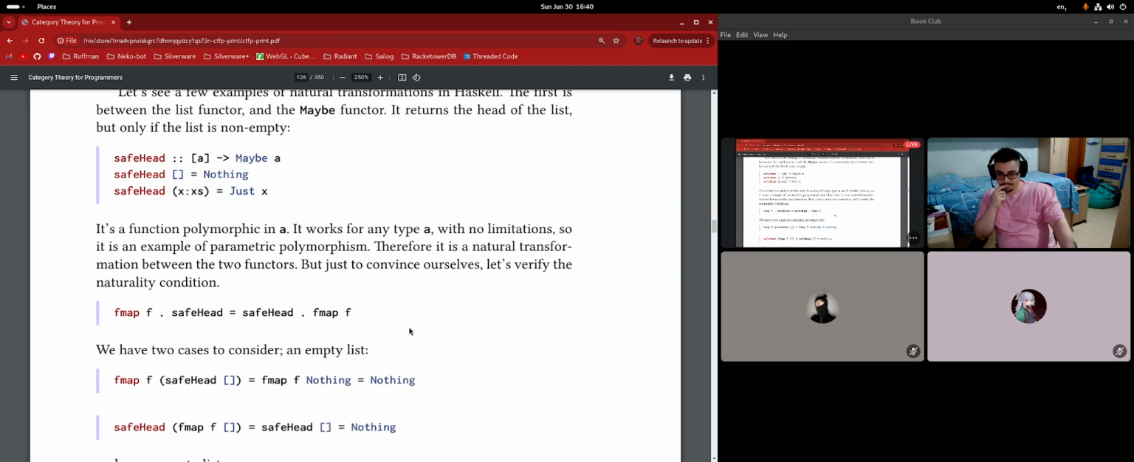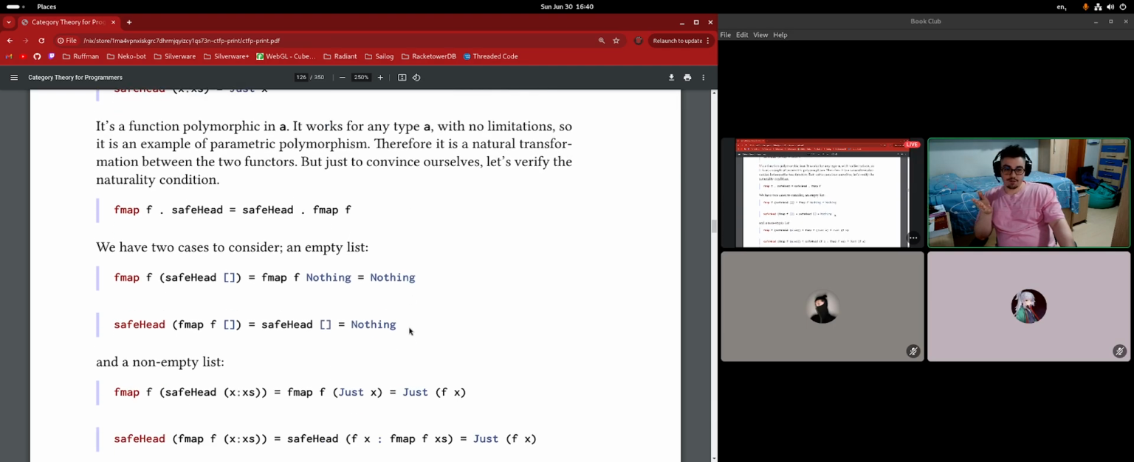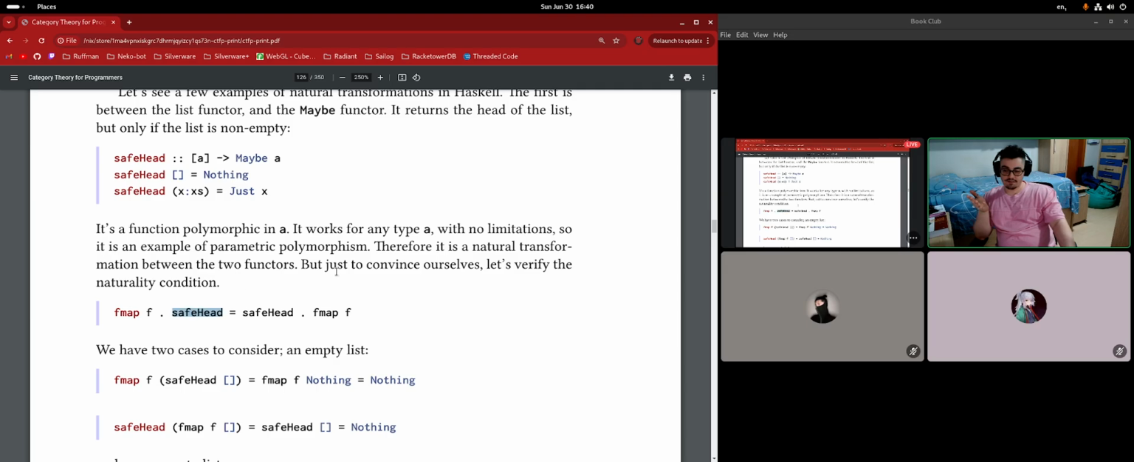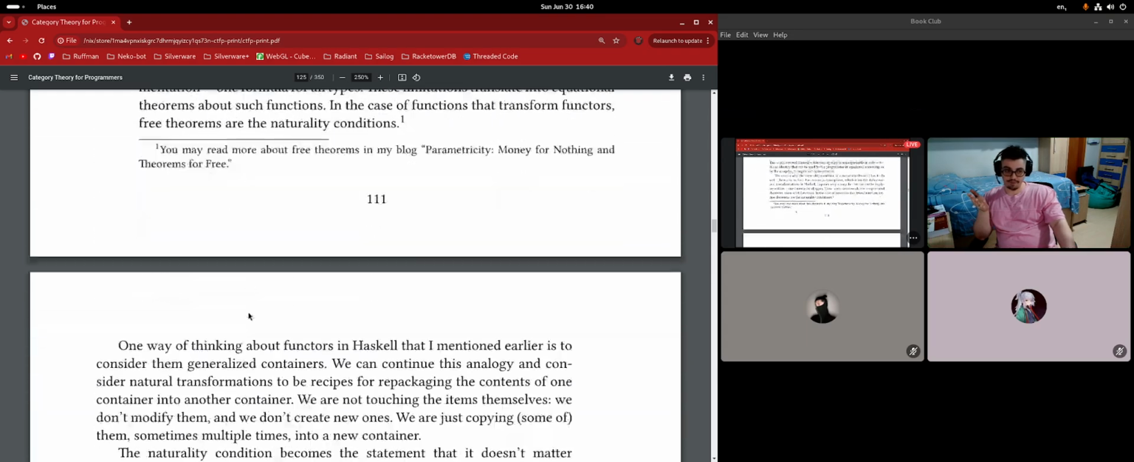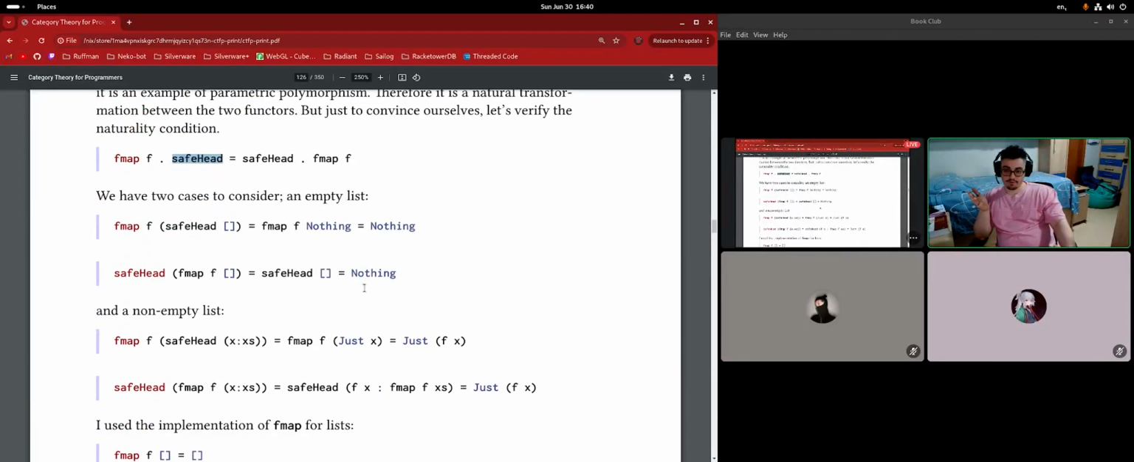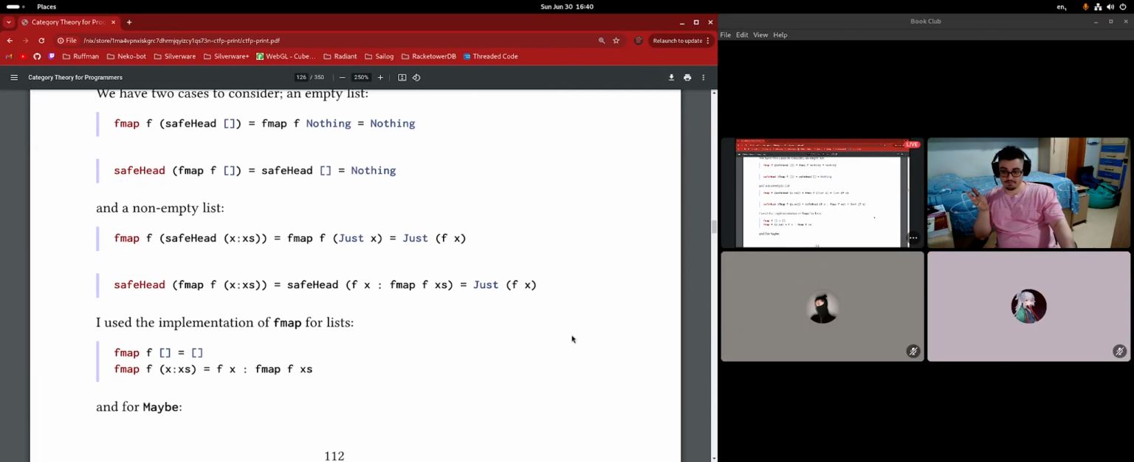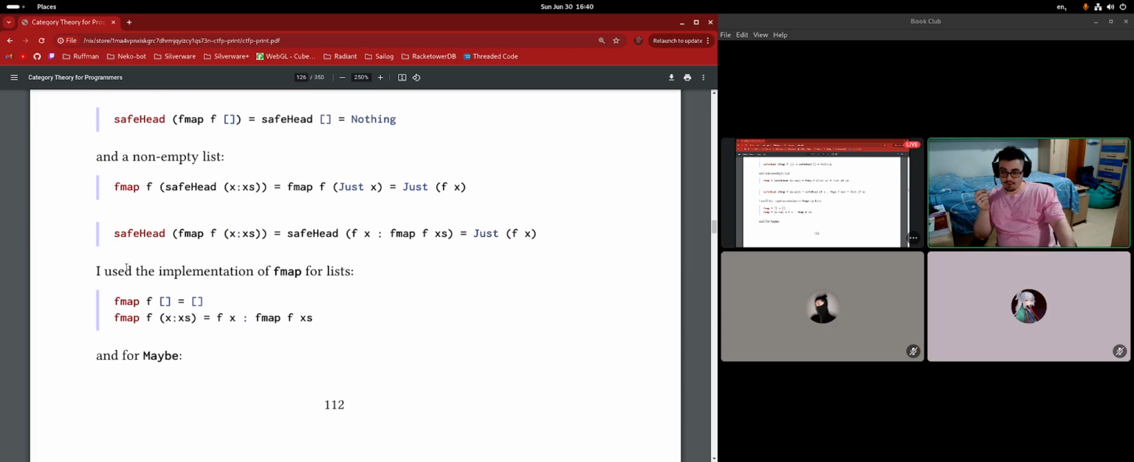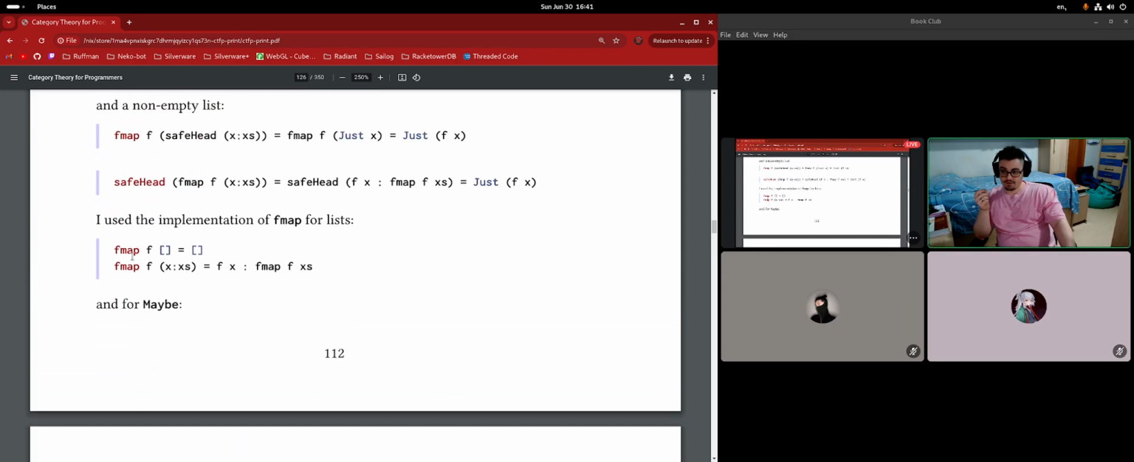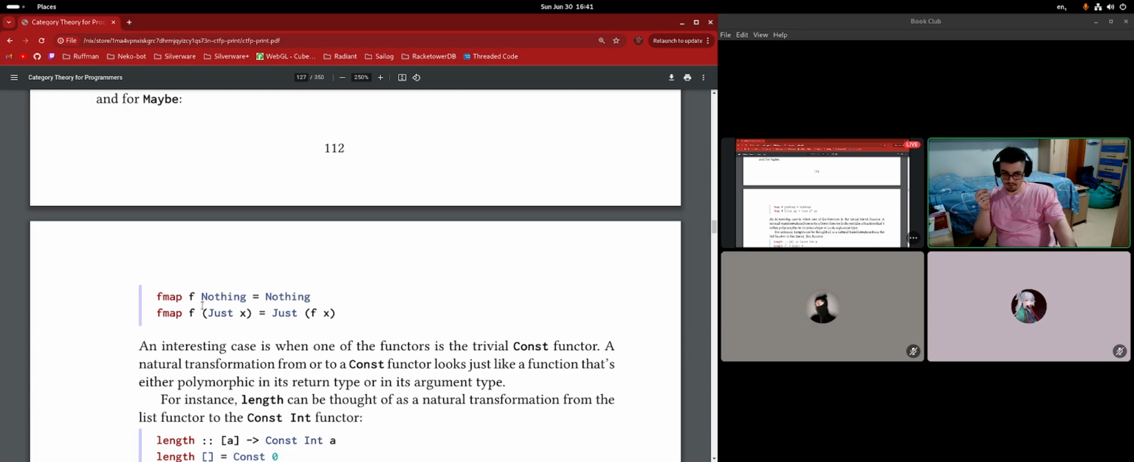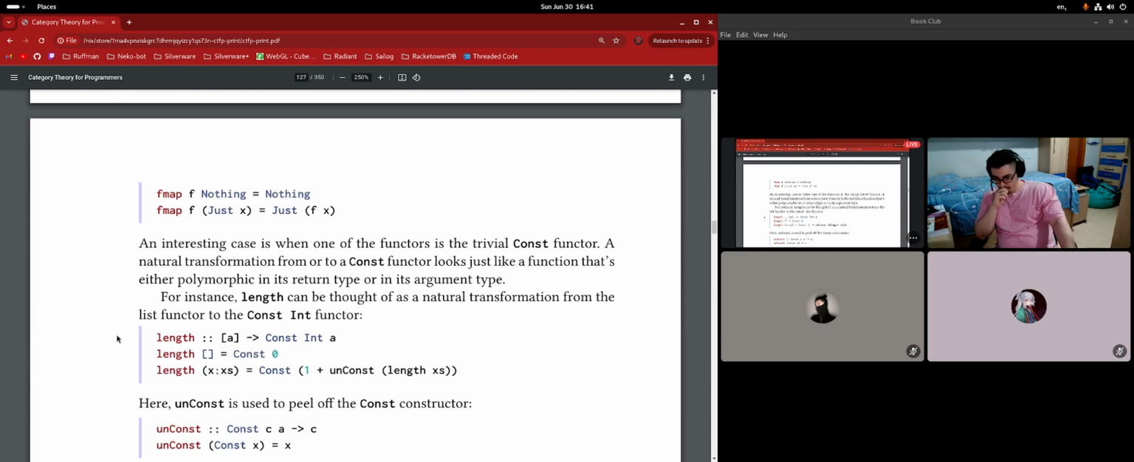Now we're going to do the equational reasoning using this instead of the alpha, and we're going to see if this holds. We're going to see that it does. This is the implementation of fmap for lists, and this is for the maybe, and that's going to work.